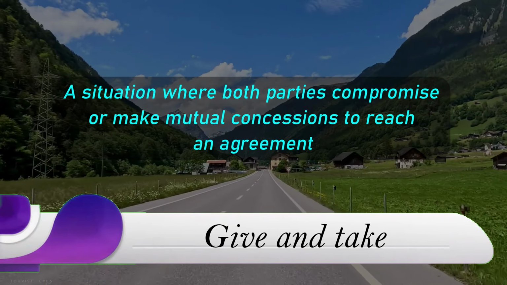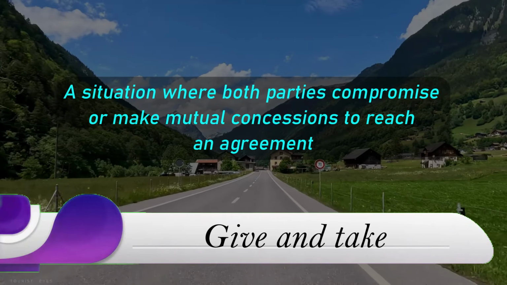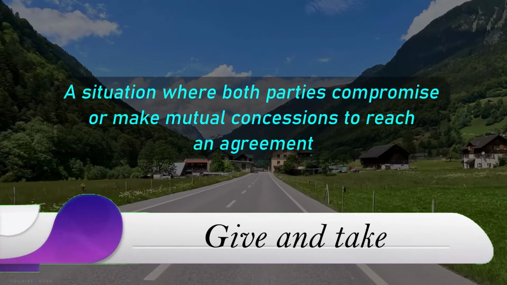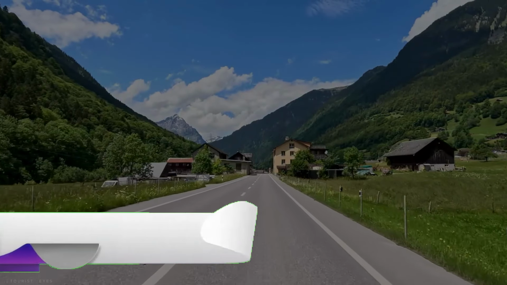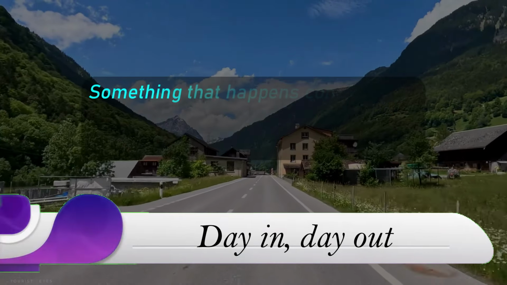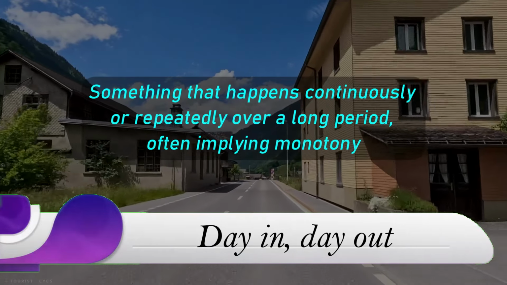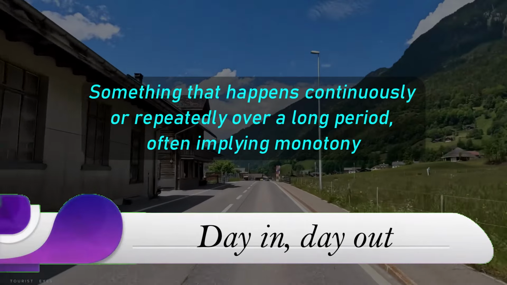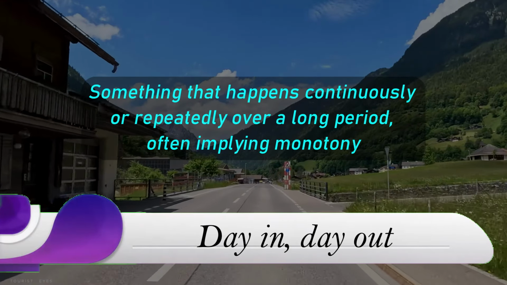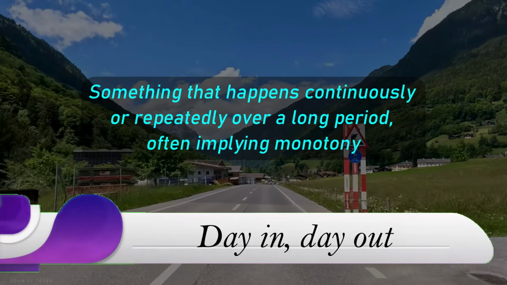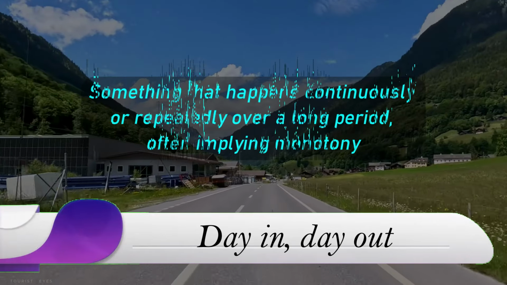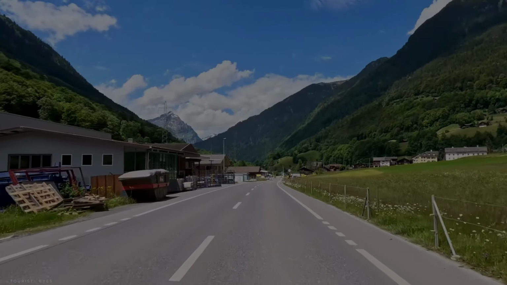Example, a successful marriage requires give and take, as both partners need to make compromises for the relationship to thrive. Day in, day out. Meaning, something that happens continuously or repeatedly over a long period, often implying monotony. Example, he worked tirelessly day in, day out to build his business, sacrificing weekends and holidays to ensure its success.